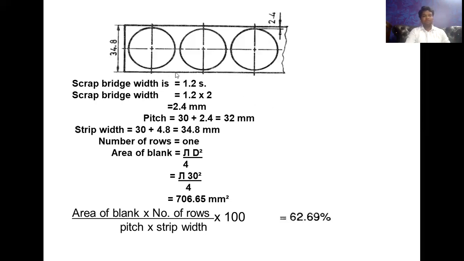So this is the strip layout that is drawn using these calculations. We have the strip width here, 34.8, and we have the front scrap bridge width 2.4 and back scrap bridge width 2.4. So totally it is 34.8 including the diameter of the circle. On a single row, this is the strip layout design.